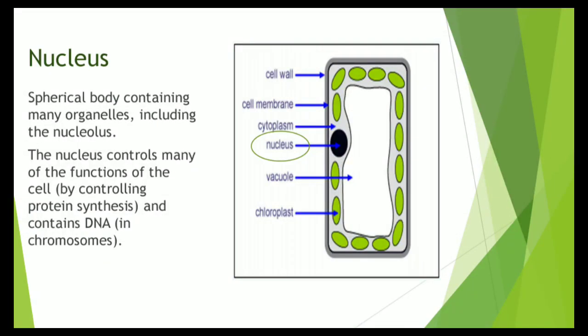Okay, now we have the nucleus. The nucleus is a spherical body containing many organelles, and it is also known as the brain of the cell, and it controls different functions of a cell. Like our brain controls the different functions of our whole body, the nucleus has the DNA and chromosomes in it, and it controls the function of the whole cell.